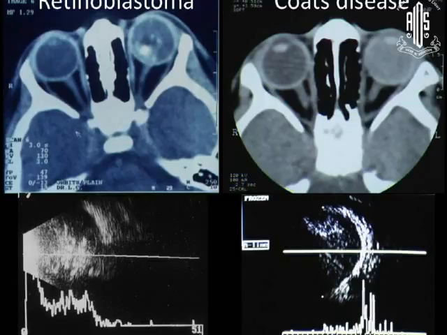You can see the choroid and orbit is masked here because the retinoblastoma calcium blocks the sound waves from going into the orbital area. So this is masked here. But here you can see an exudative retinal detachment with a lot of tiny dot echoes in the subretinal space because of the subretinal exudate.